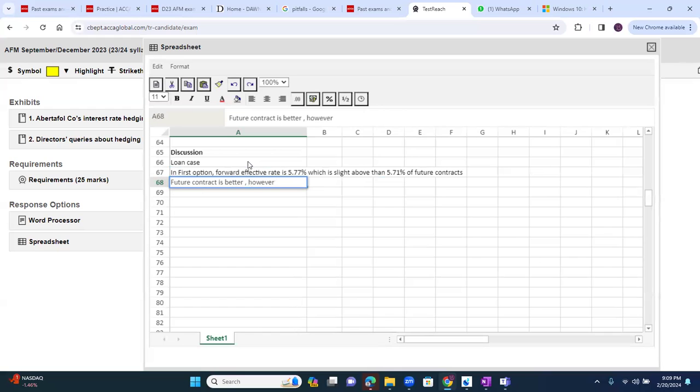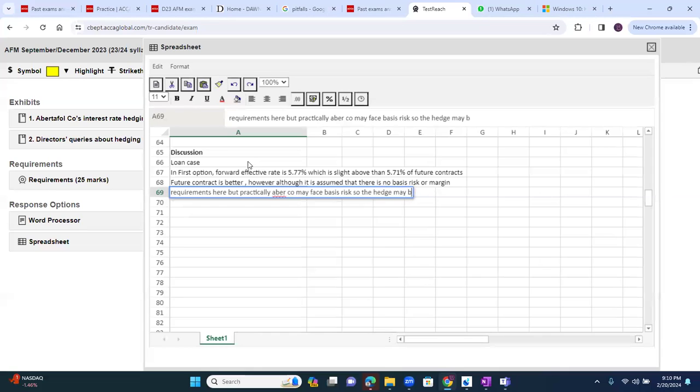However, although it is assumed that there is no basis risk or margin requirements here, practically Aber company may face basis risk, so the hedge may not be effective. What is basis risk? That spot will not move according to the plan and will not become equal to the future rate.